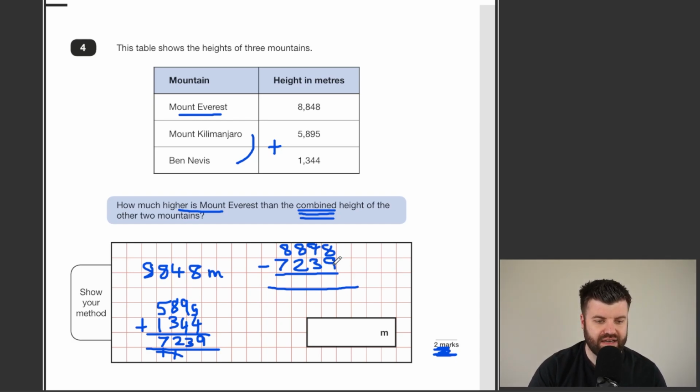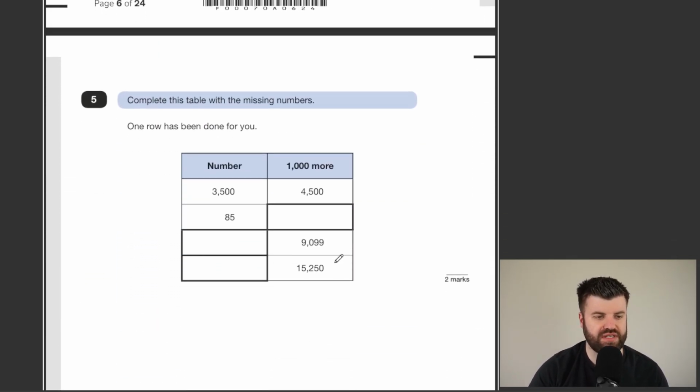8 take away 9. Well, we're going to exchange here. This turns into a 3, and now I've got 18. So I have 9 in the ones. 3 take away 3 is nothing. 8 take away 2 is 6. 8 take away 7 is 1. So the answer is 1,609 meters. 2-mark question, so we should always be thinking, what do I need to do here other than just one step? And those are the 2 steps.